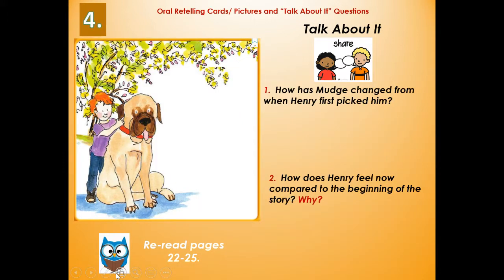Here's our last main event picture. Who is in the picture? Where are they and what's happening? If you were to look for this picture in our book, you could reread pages 22 to 25 to find out more and answer these questions. Number 1, how has Mudge changed from when Henry first picked him? Wow, he has changed a lot. Look at Mudge in this picture. Did he look like this when he first picked him?